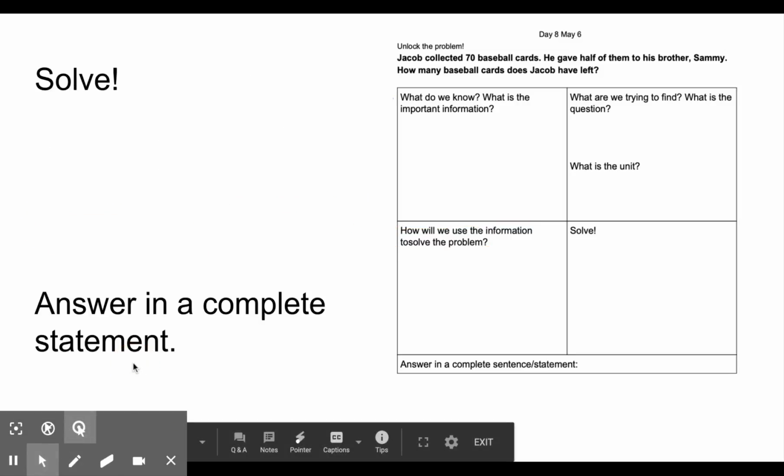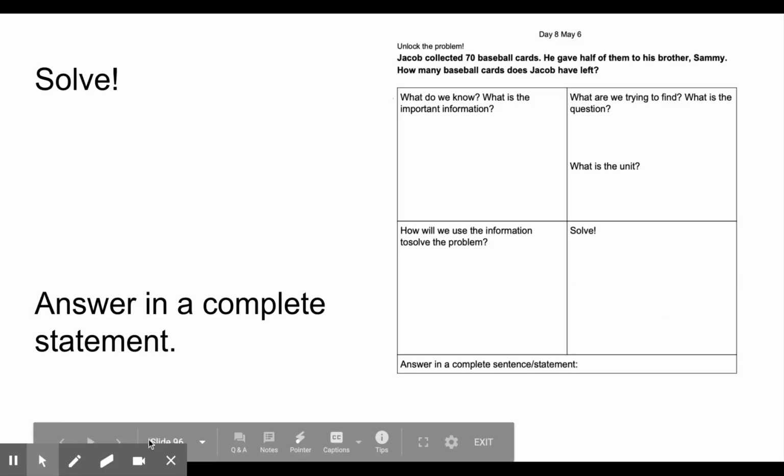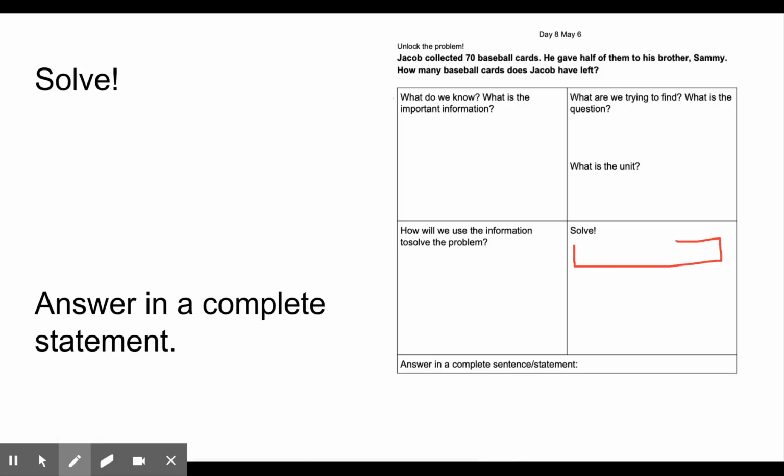The last thing that you're going to do today on Unlock the Problem is solve it. Show your work for how you solve this because it's tricky. You are missing 2 parts. Maybe you'll solve it and make a number box like this, where 70 is the whole, and here's how many Jacob has, and here's how many his brother has. This is where you're going to write your answer. Write it down, and then come back.